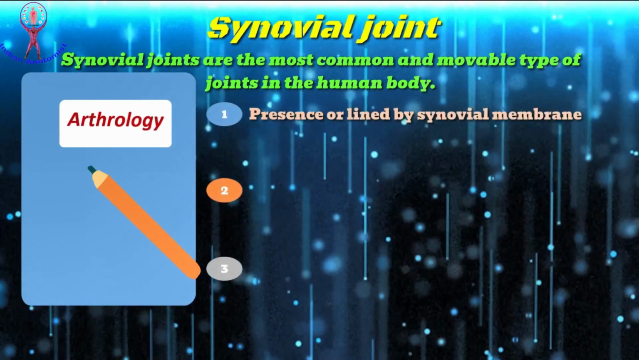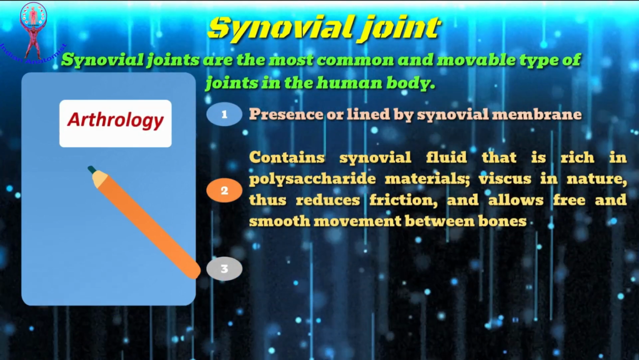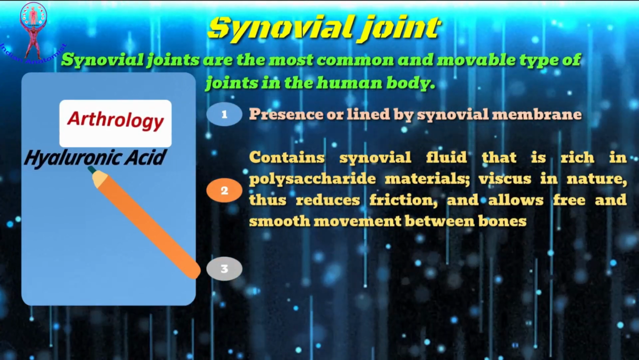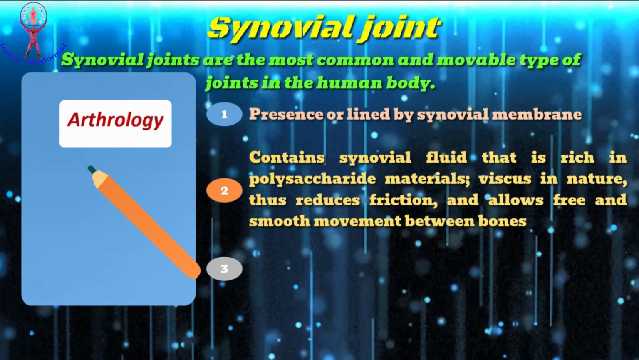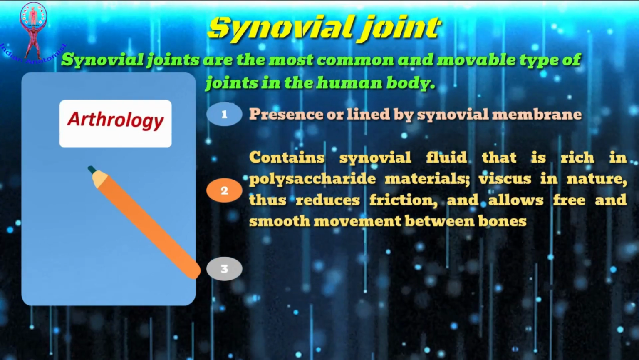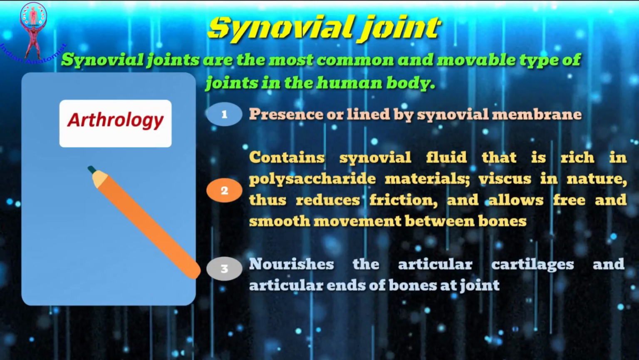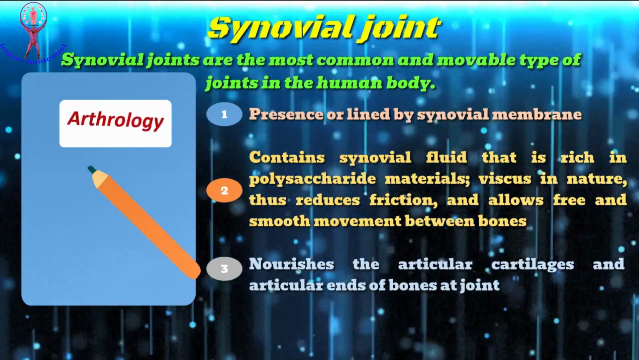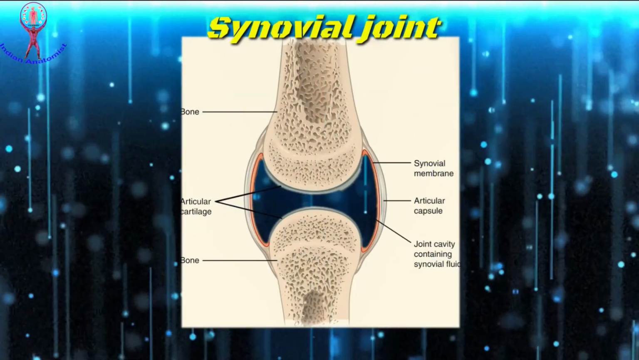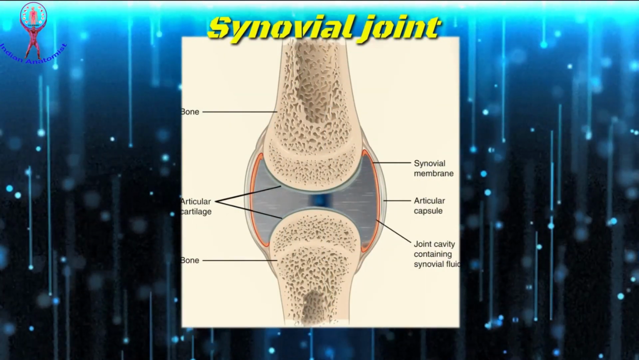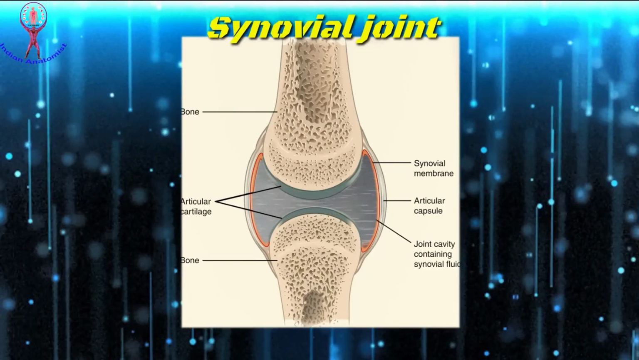These joints are lined by synovial membrane. It contains synovial fluid, rich in polysaccharide materials. Because of hyaluronic acid, the synovial fluid is viscous in nature, thus reduces the friction, and allows free and smooth movement between bones. This synovial fluid nourishes the articular cartilages and articular ends of bones at the joint. This animated image shows the general structure of a synovial joint. Dear students, see the free flow of synovial fluid in the joint cavity.